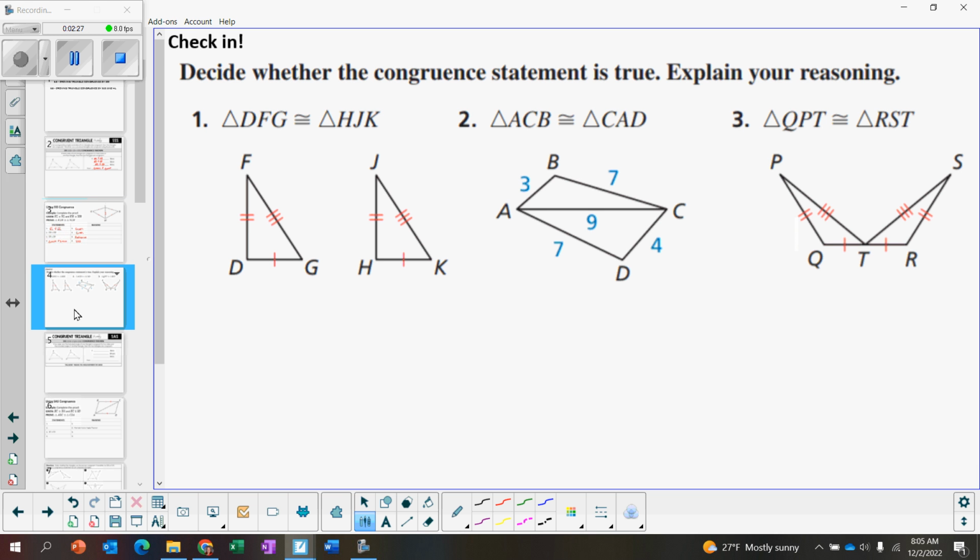So you're going to determine whether the congruence statement is true. Determine if the triangles are congruent, make sure that the letters match in the right way, and explain your reasoning. Pause, and when you're ready to see the answer, hit play.